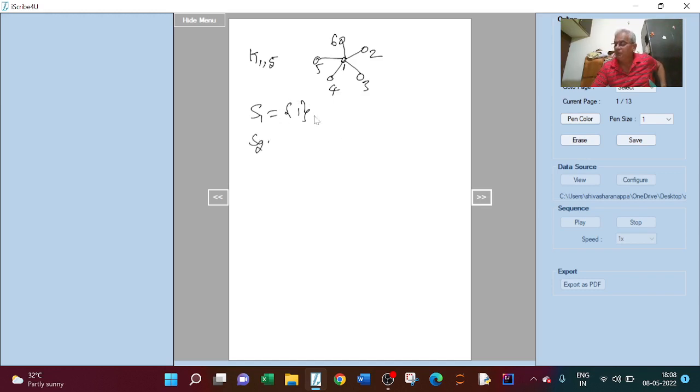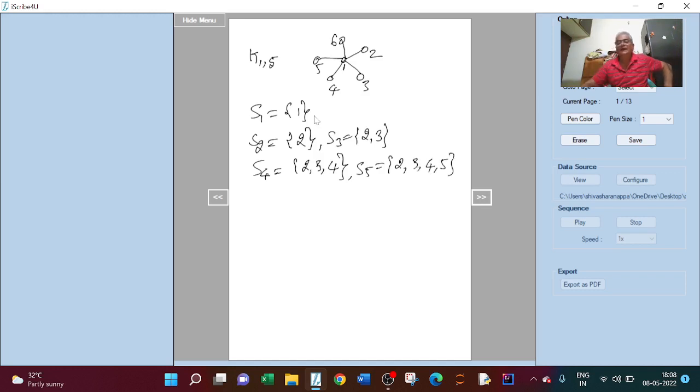Now if I go to S2, if I take 2, is this independent? Yes. And S3, I take 2, 3. Is this independent? Yes. And S4, I take 2, 3, 4. Is this independent? Again, yes. S5 is equal to 2, 3, 4, 5. Again, this is independent. Now S6, 2, 3, 4, 5, 6. Again, this is independent. Then to this set, I can't add any more.